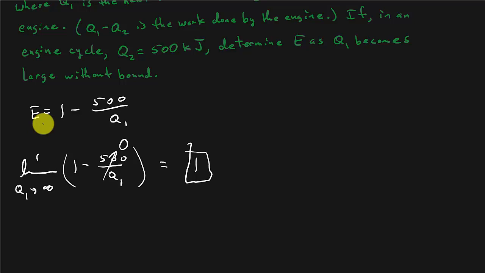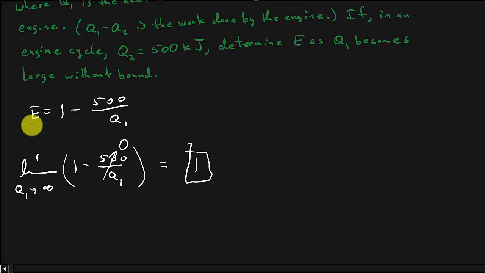Okay? And so what does that mean? Well, that means the engine is operating, well, E equals 1, so that means it would be operating with 100% efficiency. Okay?